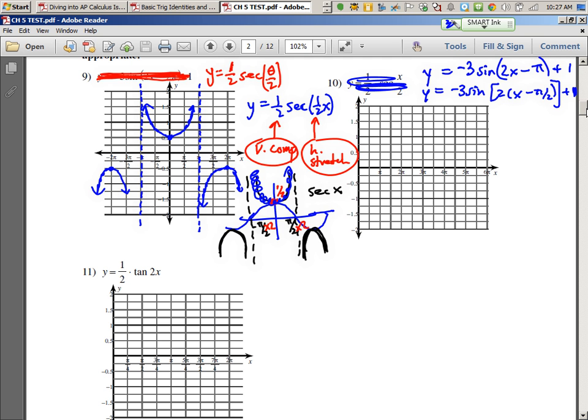Does anyone remember why we want to do that? So you can see where you're shifting. It's clear now that there's a right shift of pi over 2, right? That was not so obvious a minute ago, but it's very obvious now. So all the numbers mean something, and it's a sine wave.